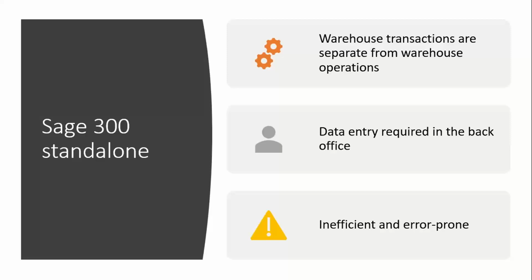So right now, if your client is not yet using barcode, essentially Sage 300 is back office recording of ERP transactions. Warehouse transactions are separate from the recording. Data entry is done a second time after something has happened in the real world. So everything is paper and pencil, and there's a second person involved in data entry. So if that happens, there's always a big chance of errors, and of course, it's not really very efficient.